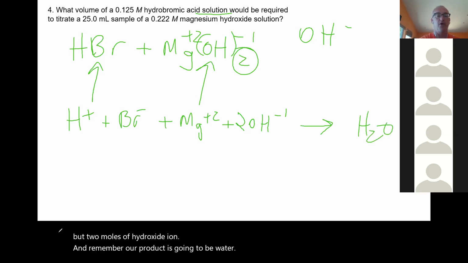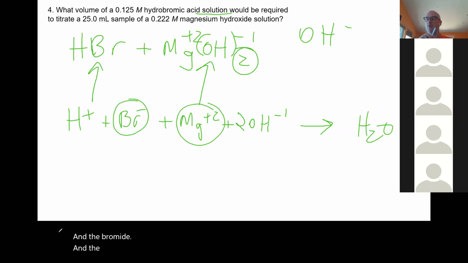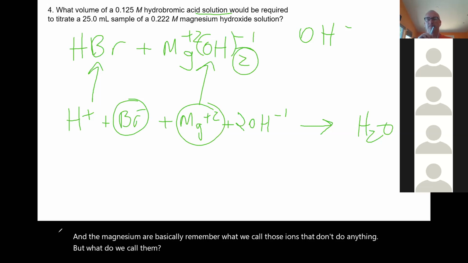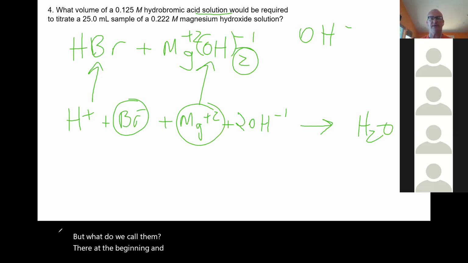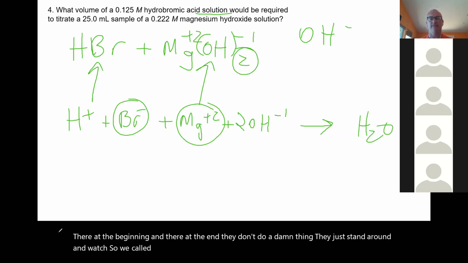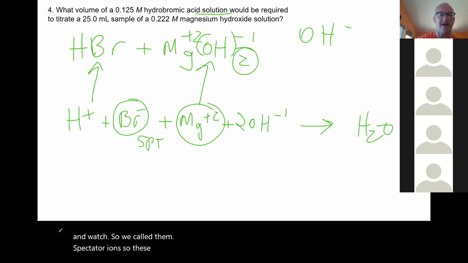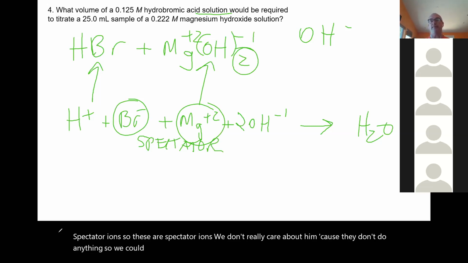And the bromide and the magnesium are basically, remember what we call those ions that don't do anything? What do we call them? They're there at the beginning and they're there at the end, and they don't do anything. They just stand around and watch. So we call them spectator ions. We don't really care about them because they don't do anything, so we could basically ignore them.